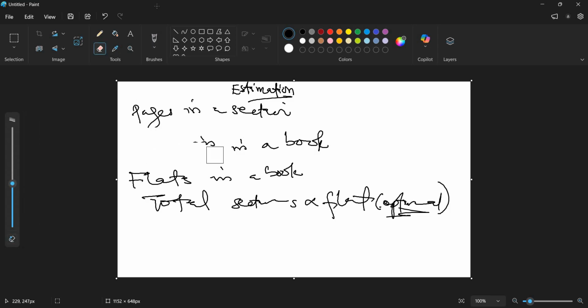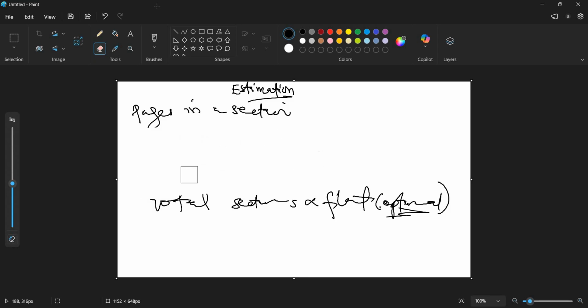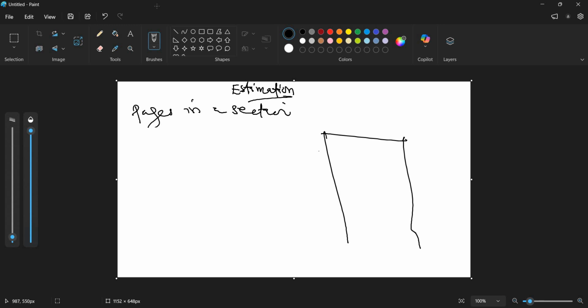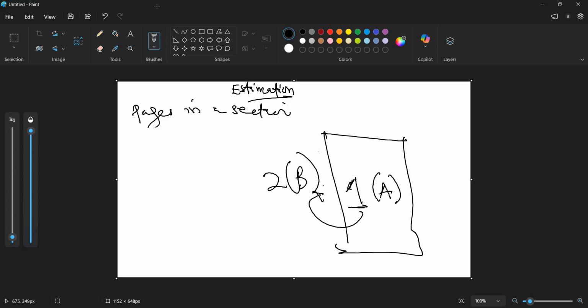Let me erase everything and leave the pages in a section, sorry. So when you solve for your pages to view, right? When I take this paper, it has a page 1 or A, and then at the back of it, it has a page 2 or B. Do you get it? So when I take this leaflet, it has 2 pages.